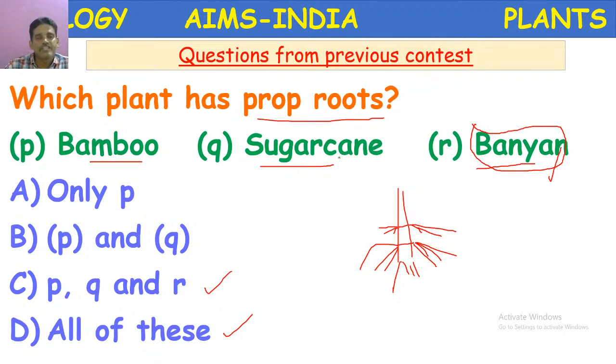If stilt root is mentioned, then bamboo and sugarcane we come across. Or if they mention mechanical roots, then all will come. Further, when we go for discussions in detail in the foundation class, we will individually discuss root modifications, that topic. Let us proceed to the next question.